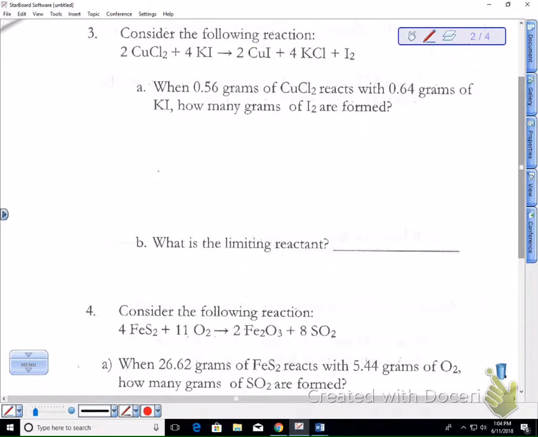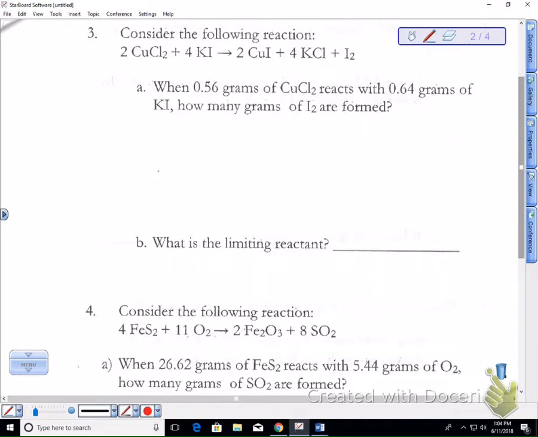All right, let's move forward and do a couple of other problems. Remember, I'm doing everything now my way, which is method 2, dividing by the coefficients. In problem 3 here, we're being asked the same thing. How many grams of iodine are formed? What is the limiting reactant?